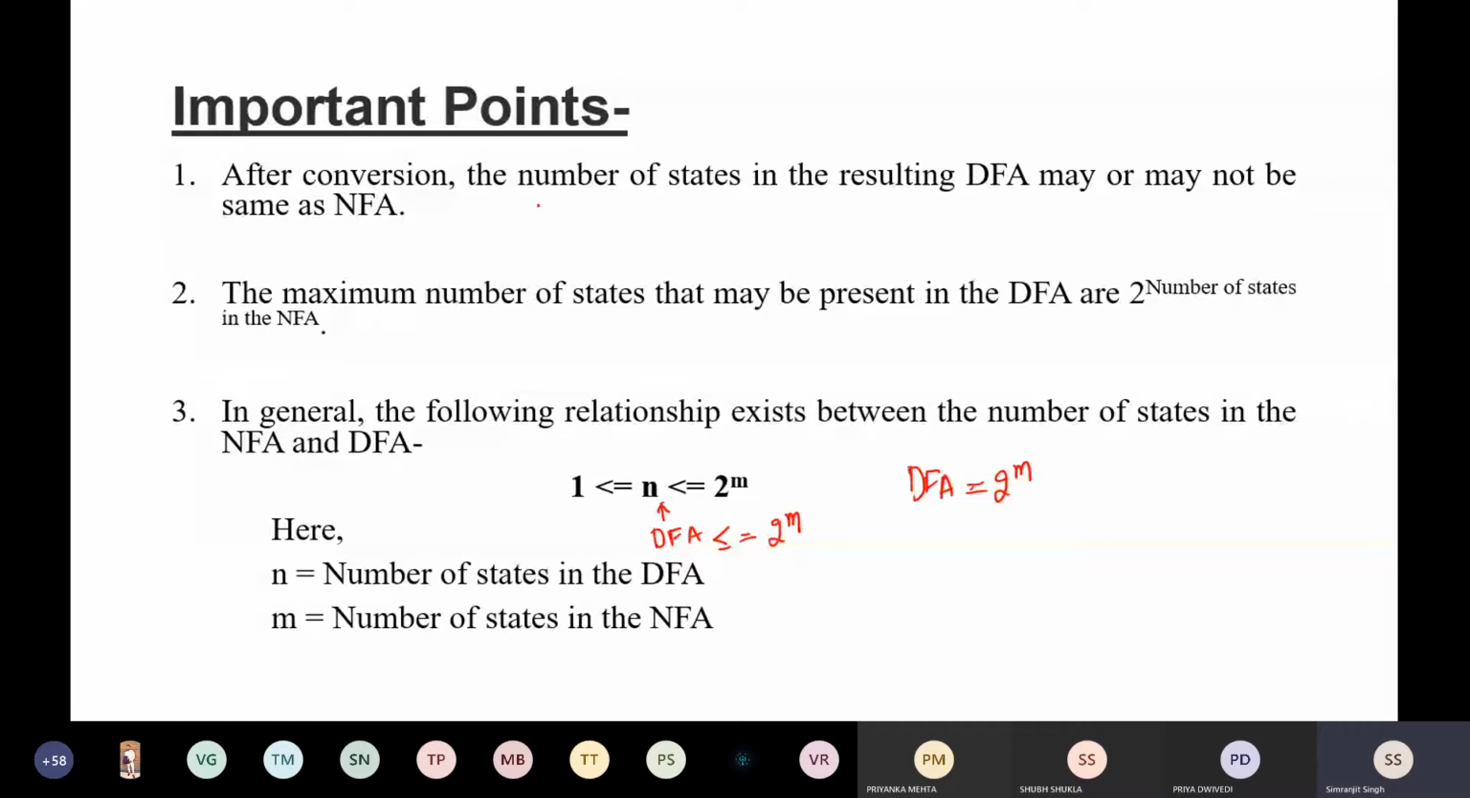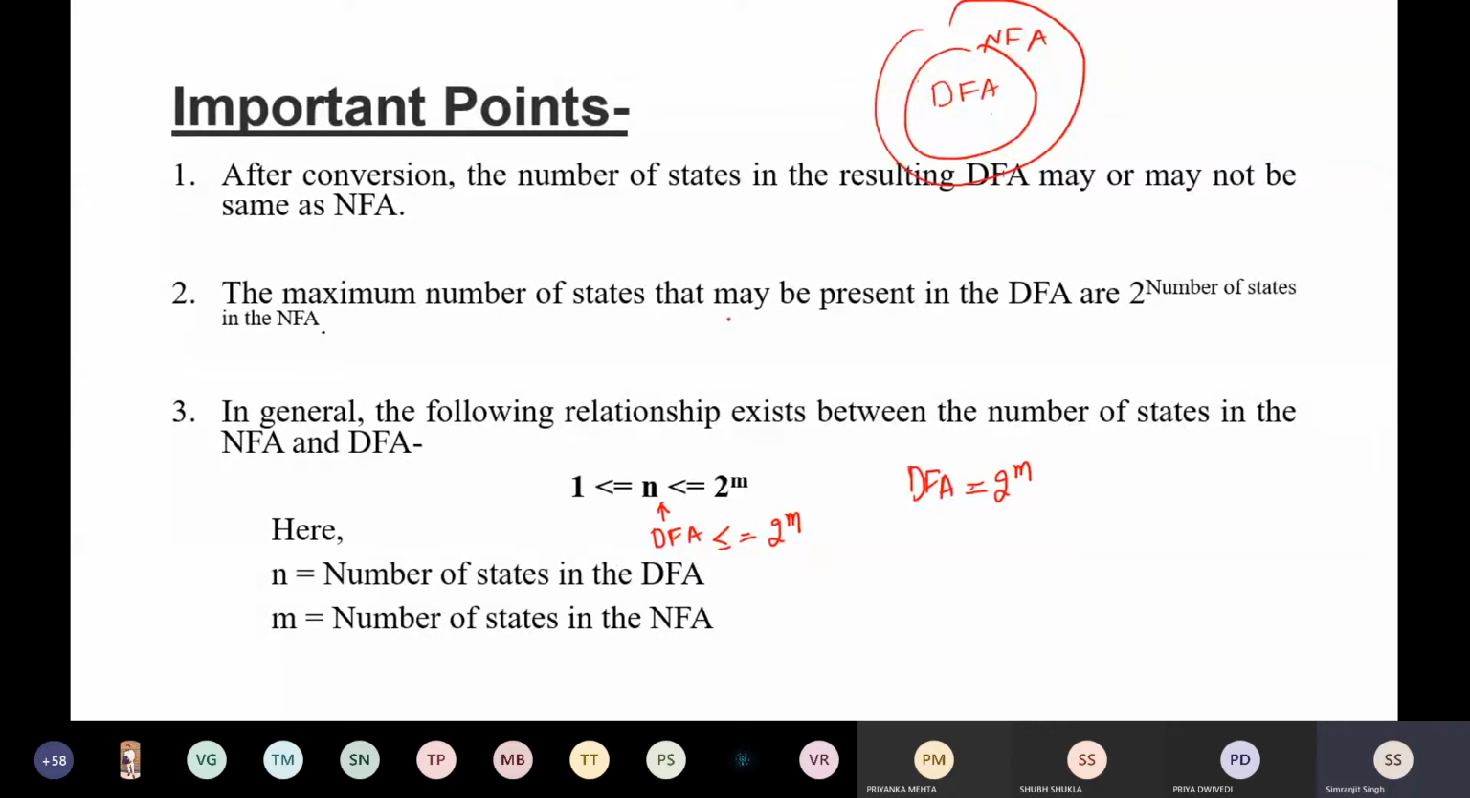Another thing is that after conversion, the number of states in the DFA may not be the same as in the NFA, because every DFA is also an NFA. So keep in mind that if you are converting a DFA, you will find the same result. That is why this statement is written here.